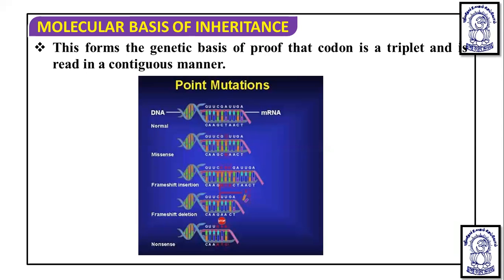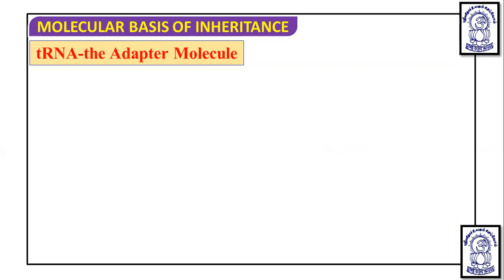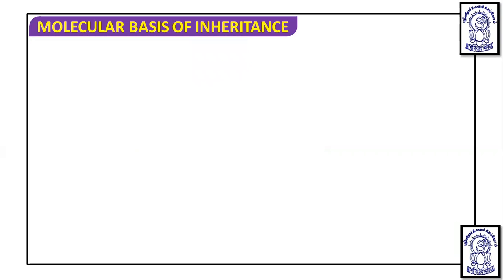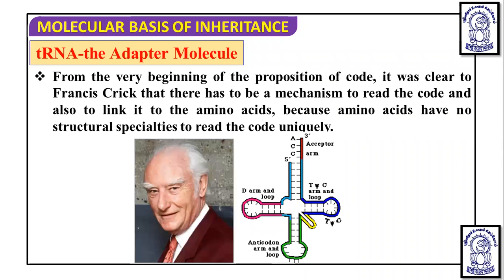This is the point mutation overview. Here this is the normal. Missense means the genotype and phenotype are going to be changed. Here is the frameshift deletion, this is the insertion, and this is the nonsense. Nonsense means a normal codon is converted into a stop codon, which is known as a nonsense mutation. All these mutations we have already discussed in the previous chapter.